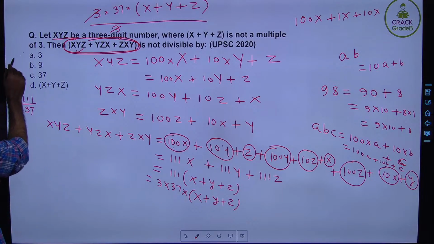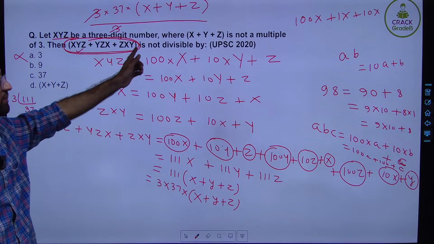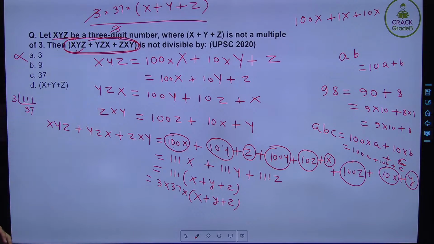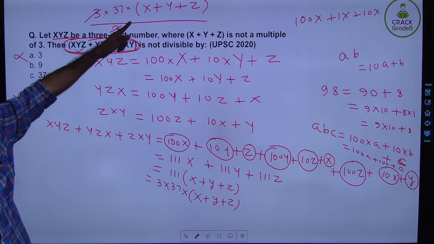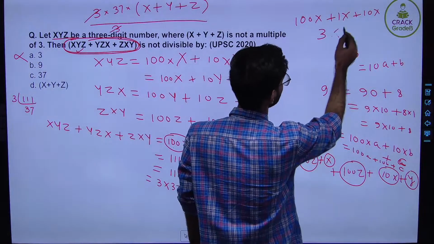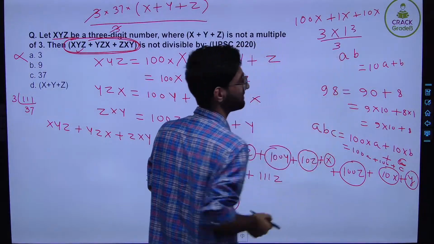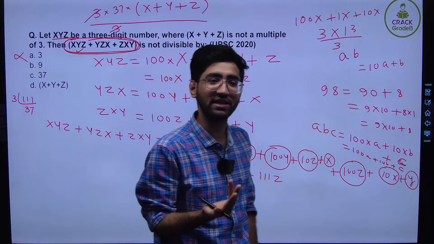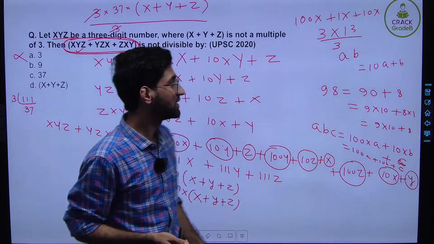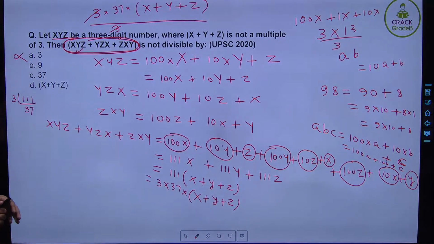It means you can't mark this option. Why? Because you have to mark the option that is not divisible by which of the following numbers. And you can see that this number is divisible by 3. If I ask you, is 3 into 13 divisible by 3? Yeah, this is divisible by 3. 3 into 13 is 39. Can we divide 39 by 3? Yeah, we can. So basically this number is divisible by 3.